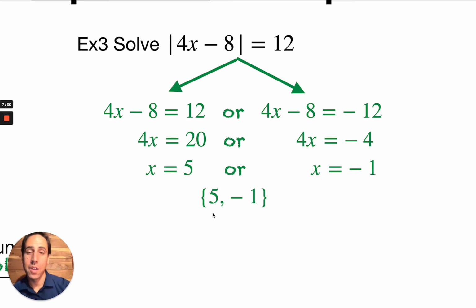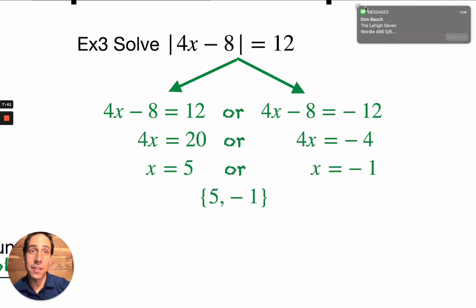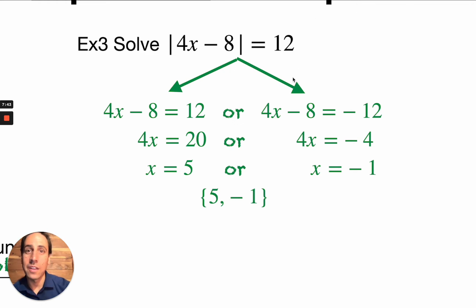They both work. When you put 5 in here, that's 4 times 5 is 20, minus 8 is 12. And you take the absolute value of 12 and you get 12. What about negative 1? 4 times negative 1 is negative 4, minus 8 is negative 12. And you take the absolute value of negative 12, you get positive 12. So there it is. These are the two numbers that work.